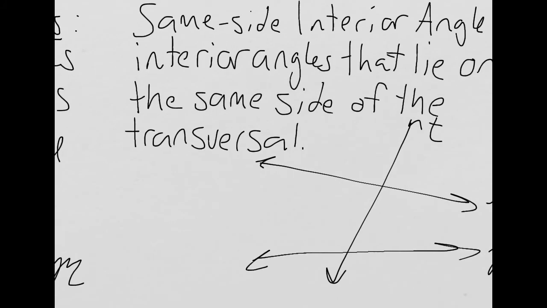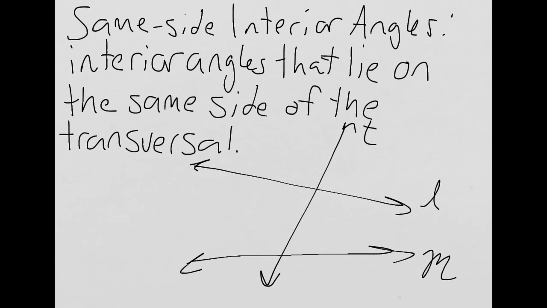Next, we want to look at same side interior angles. Same side interior angles are interior angles that lie on the same side of the transversal. So all that means is here we have angle 1 and angle 2 would be same side interior angles, and angle 3 and angle 4 here would be same side interior angles.